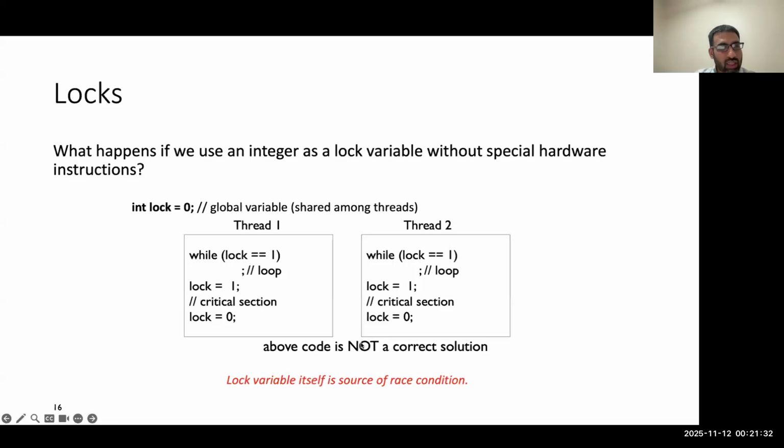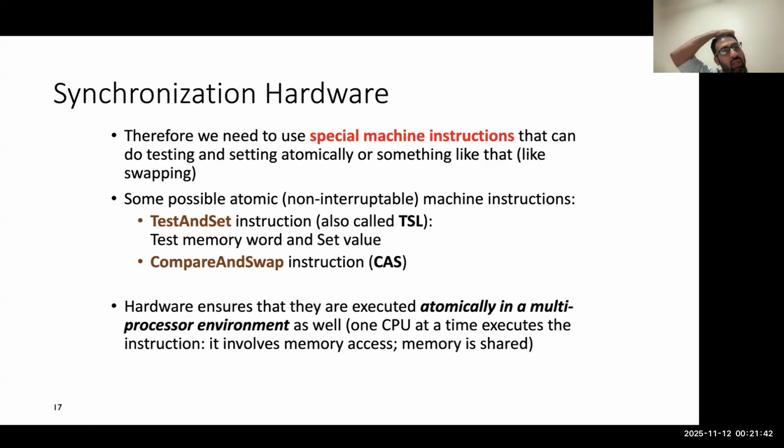So that's why the above code is not a correct solution. And as I said, the lock variable itself is the source of the race condition here. So how can we solve the problem? If we want to solve the problem, we need to use special machine instructions.